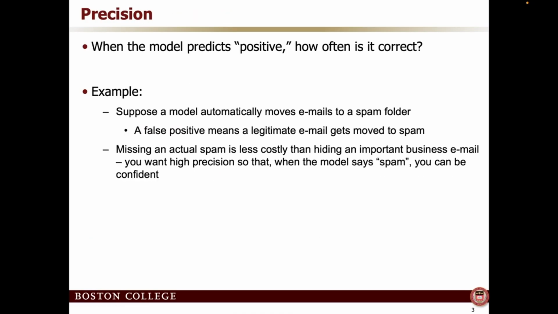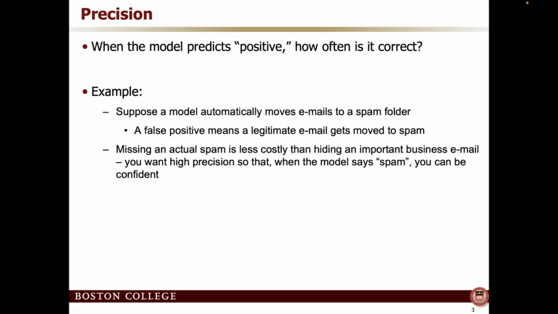So the example here, let's say that you've got a model that's trying to identify spam emails, and this model is being used to automatically send spam emails to a spam folder. Okay, so it's kind of important that you don't accidentally get legit emails sent to that spam folder. So in this case, a false positive would mean that a legitimate email gets moved to the spam folder. And that could be more costly to you.